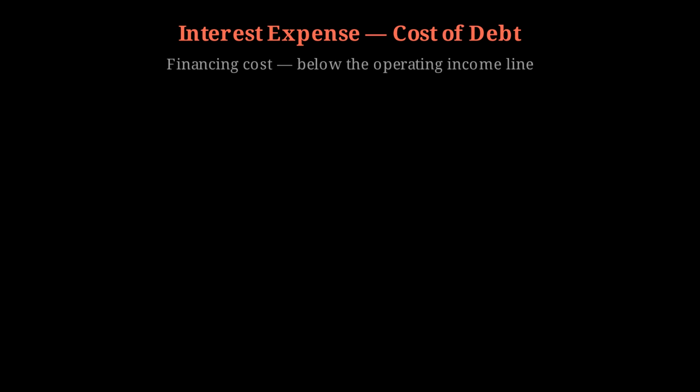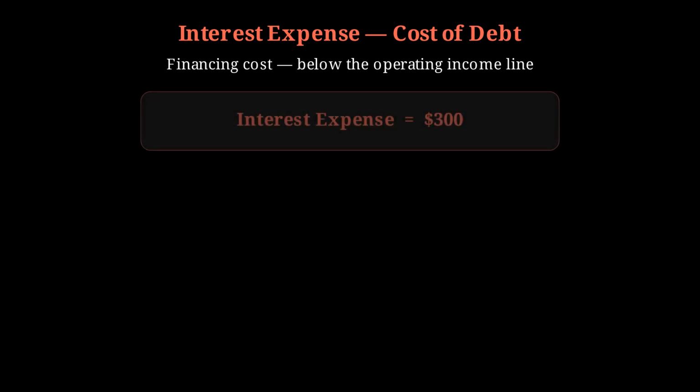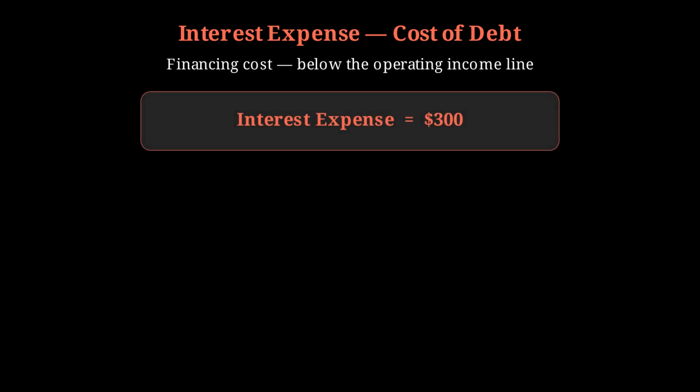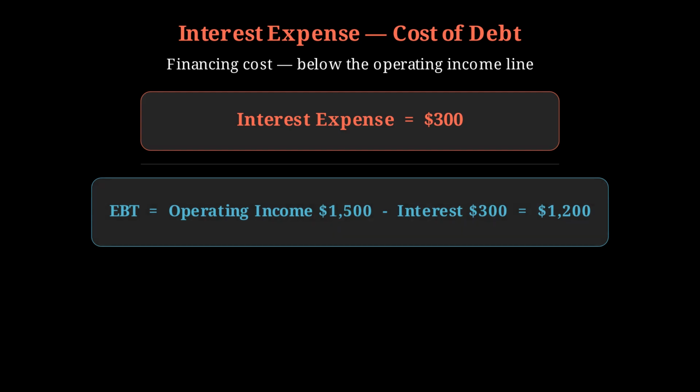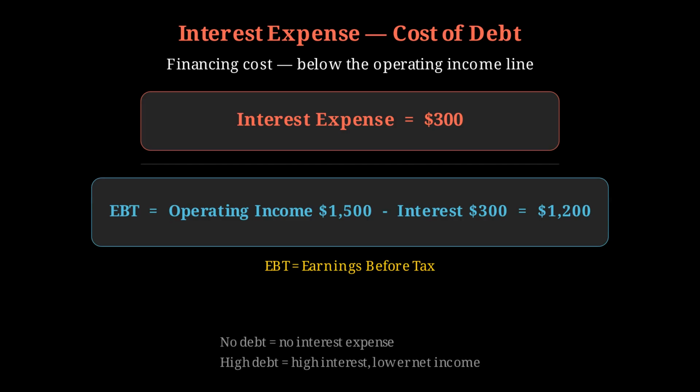Interest expense is the cost of borrowing money. If the company has loans or bonds, it pays interest to lenders. Interest is subtracted from operating income to get earnings before tax, or EBT. For our widget company, interest expense is $300. Operating income is $1,500. EBT is $1,500 minus $300, which is $1,200.